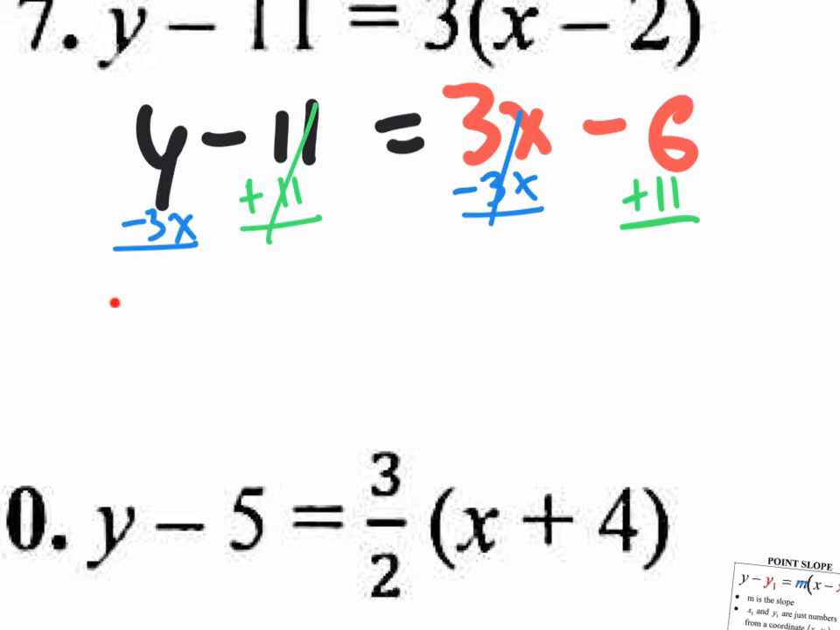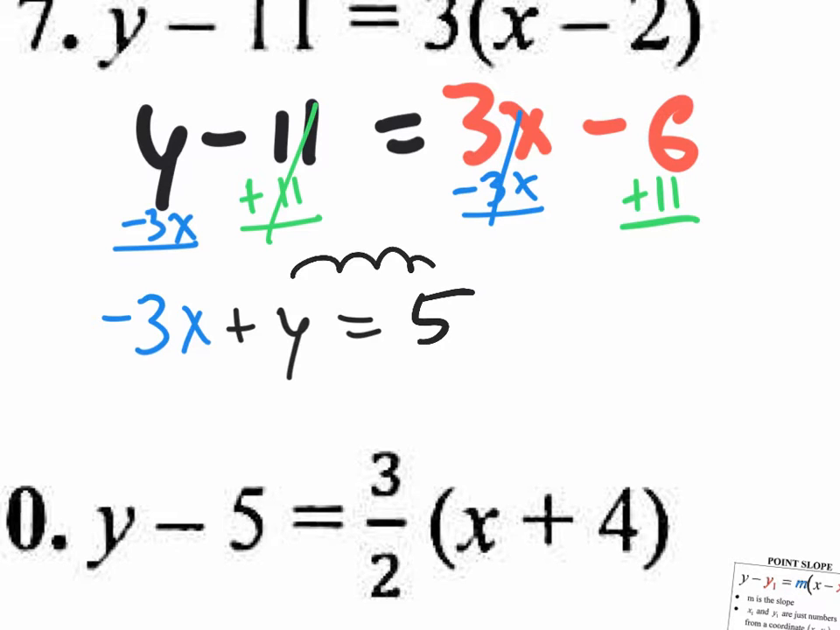Now, you could rewrite it y minus 3x, but you want it in standard form where your x term is first, your y term is second, and the number by itself is on the other side of the equal sign. So let's do it like that. Ax plus by equals, in this case, 5. Let's do that. So we have ax, which is -3x, plus the y equaling, and what is -6 plus 11? That is 5. So this is standard form.